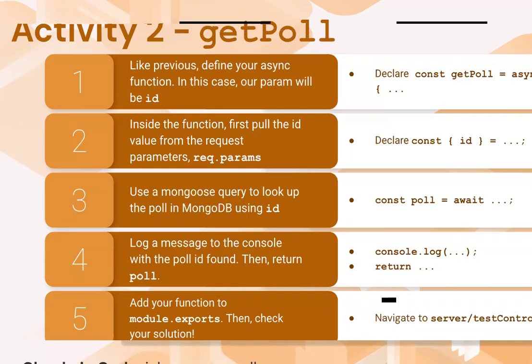So just a little hint, if you guys are stuck on the second direction, it'll be const bracket with ID equal rec.params. So that's how you would pull the ID value from rec.params.